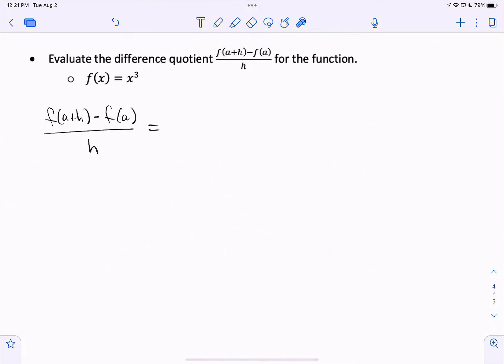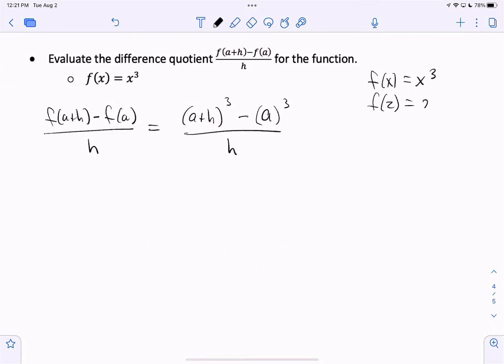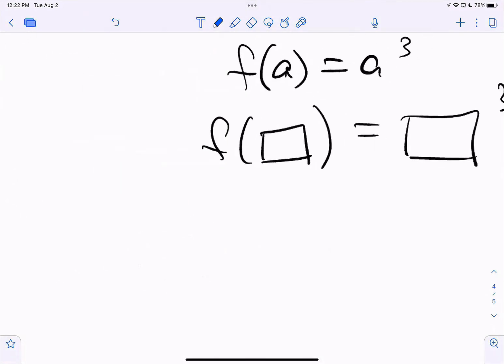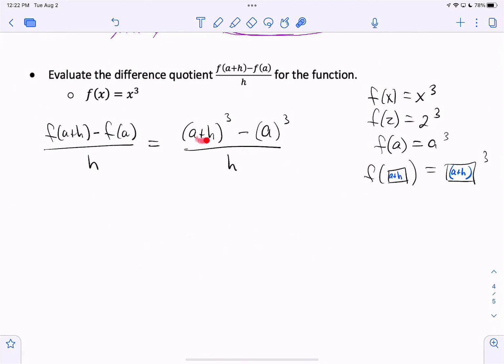of x equals x cubed, a plus h, the quantity cubed, minus a cubed divided by h. Remember how function notation goes, right? If f of x is equal to x cubed, then f of 2 is equal to 2 cubed. F of a is equal to a cubed. And if I were to say f of box, it equals box cubed, right? If I were then to put in a plus h in place of box, then I would be cubing the quantity a plus h. And that's what we have here.